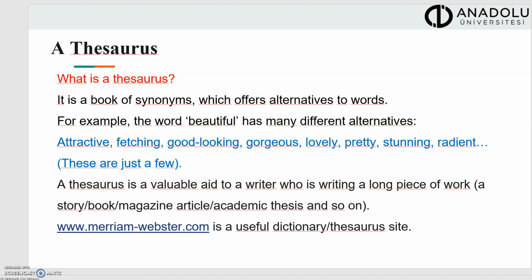Here's a website, definitely worth a visit, merriam-webster.com. It's an American dictionary thesaurus site. So if you go there and click on thesaurus, pop in a word, I think you'll be surprised how many alternative words there are for your word. Do have a look.